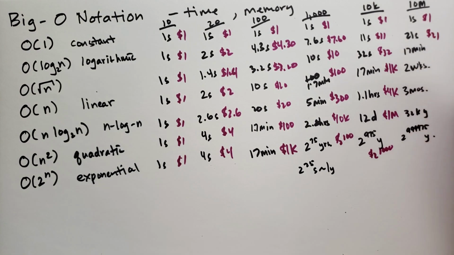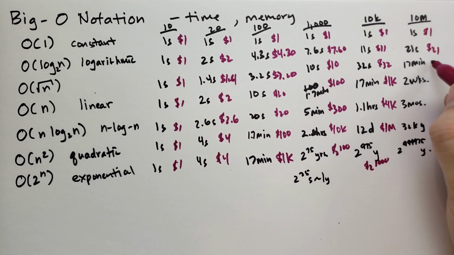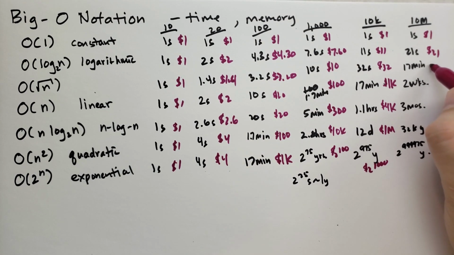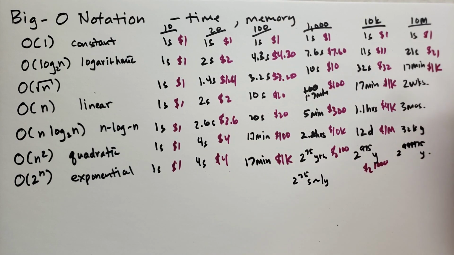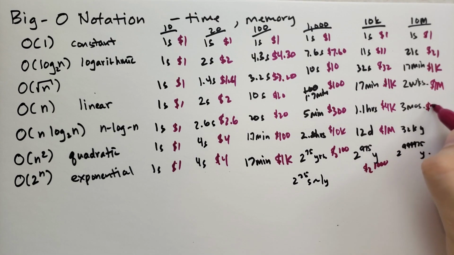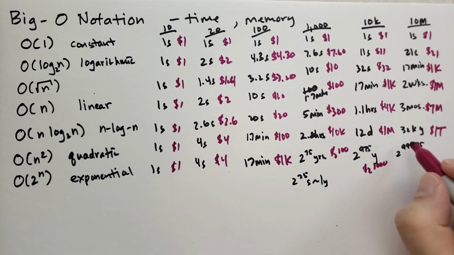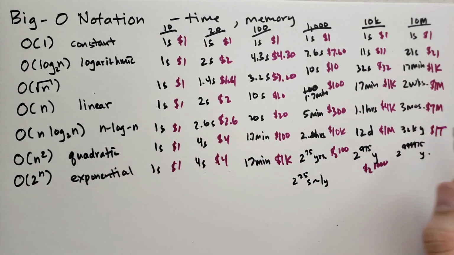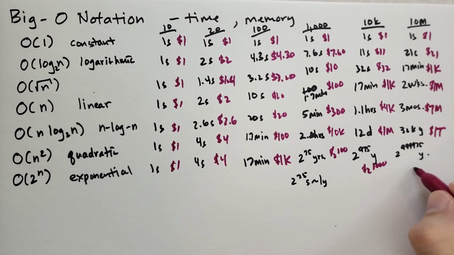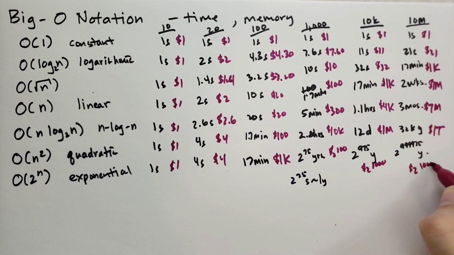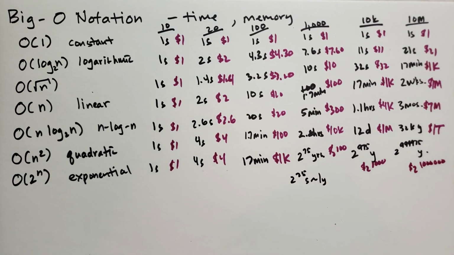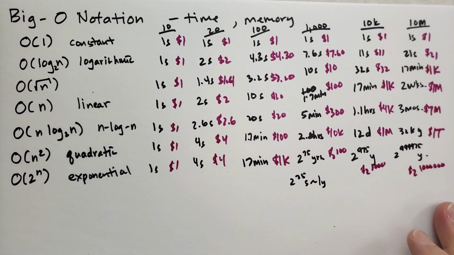This would cost $21 in memory. This would be $1,000 in memory. This would be $1 million. 3 months would require $7 million. And this would require $1 trillion for the 32,000 year one for the quadratic. And this one, of course, would require 2 to the 1 million. So for this one, you'd have to contact the president. You have to get an entire nation to buy into it if you wanted to fund that project.